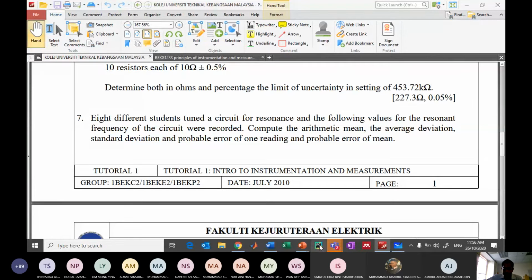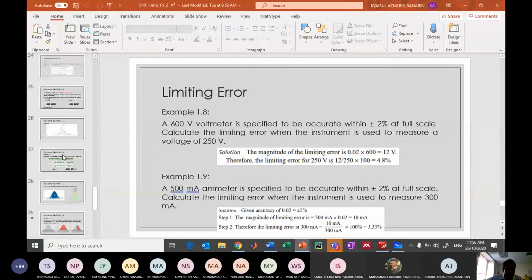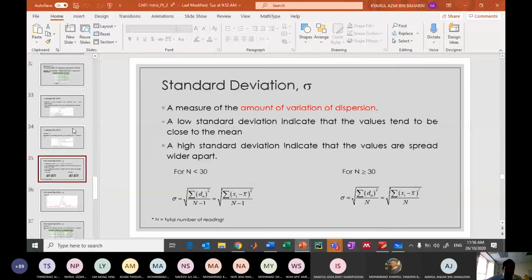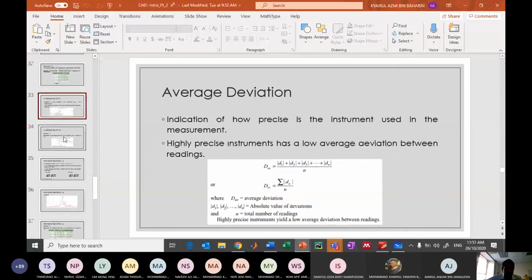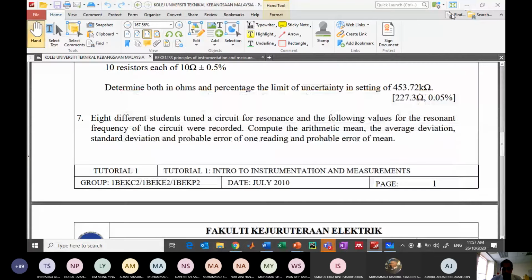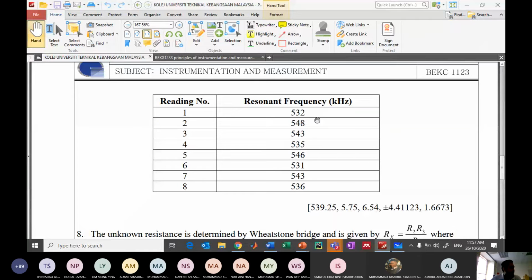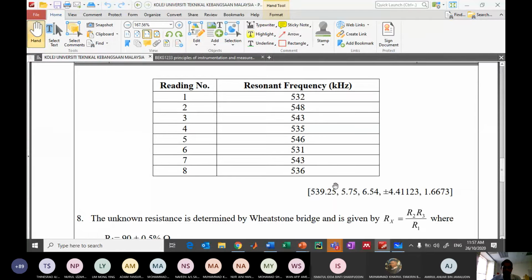Okay, in your lecture note, if you refer to the statistics part, you can find the corresponding equation here. But there are 2 equations not available, which I overlooked. So I'm going to update this slide to include the equation, which is question on the probable error of one reading and probable error of mean. Okay, so you need to calculate the average. To save some time, I am just going to use the answer given here.